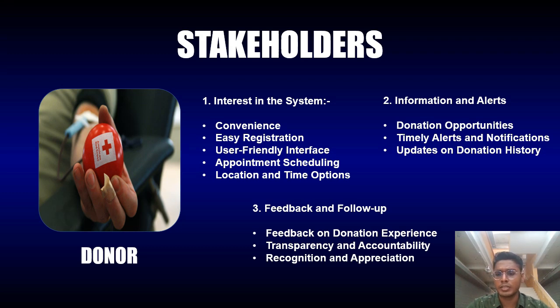Second is information alerts, as I mentioned just now. It will have donation opportunities. It will update where the blood donation is happening and at what time, and it will also give a notification sound to alert the donor when they can go to donate their blood. They also have updates on donation history. A person can only donate blood once every 6 months, so if they want to donate earlier, they can open the app and check when the last date was that they donated blood.